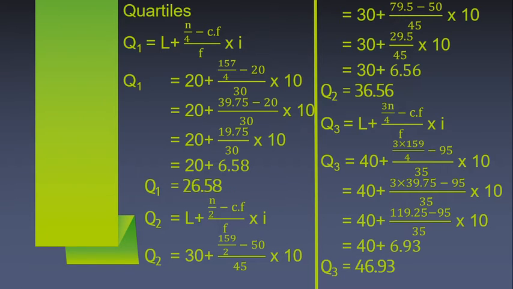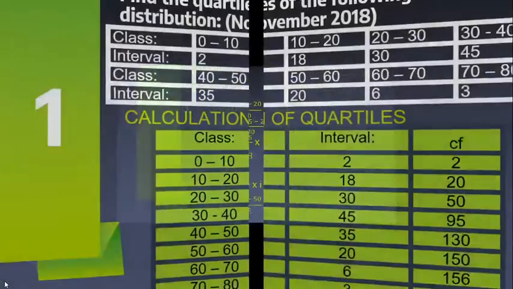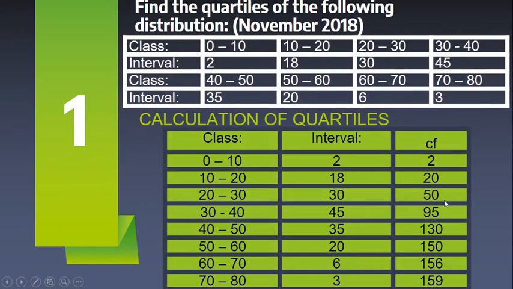Similarly for Q2, we are going to do N by 2. So it's 159 by 2, which is 79.5. We are going to pick out 79.5 over here. The class interval after that is 30 to 40. So L is 30, previous CF is 50 and the frequency relating to it is 45.